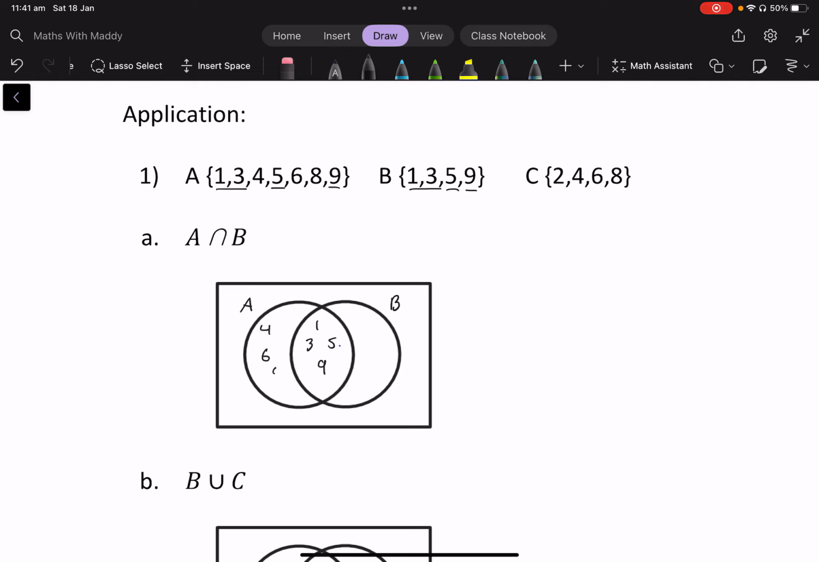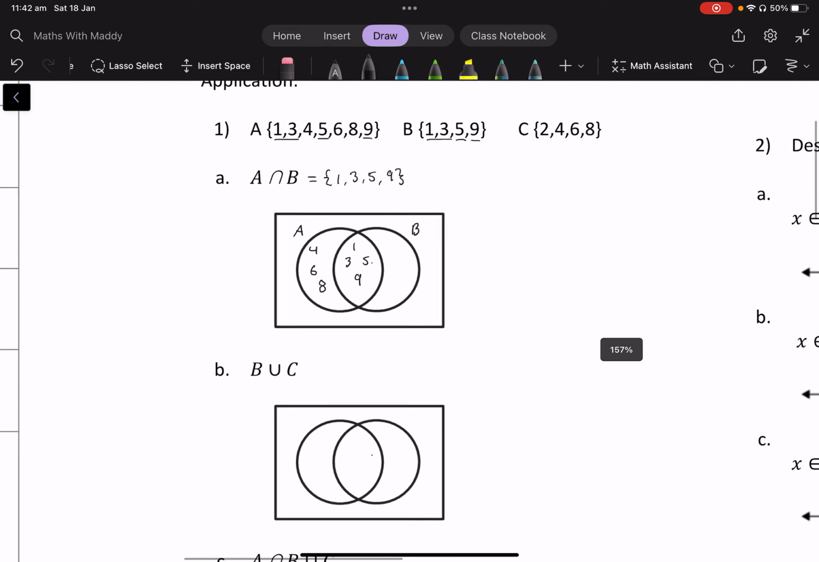4, 6, and 8 exist here, and no numbers exist outside for B. That's based on pulling numbers into where they belong, such as that. Now, from that, we can conclude that A and B equals the set of values 1, 3, 5, and 9.